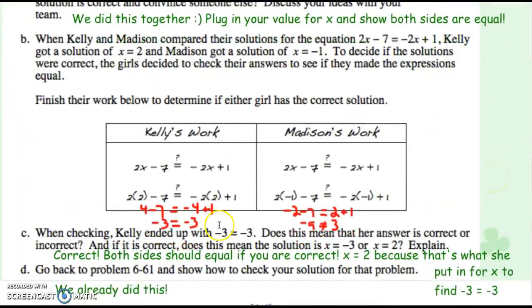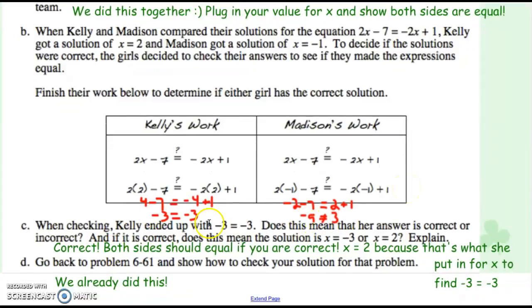Then for B, you had to solve each person's problem. For Kelly's work, you should have negative 3 equals negative 3. For Madison's, she had negative 9, and that does not equal 3. So Kelly ended up with negative 3 equals negative 3. That means her answer is correct. Both sides should equal if you got the correct value for x. And that means x is equal to 2 because that's what she put in for x to find negative 3 equals negative 3. So whatever value you put in for x, that is your value, the answer for x. In D, we had already done together.